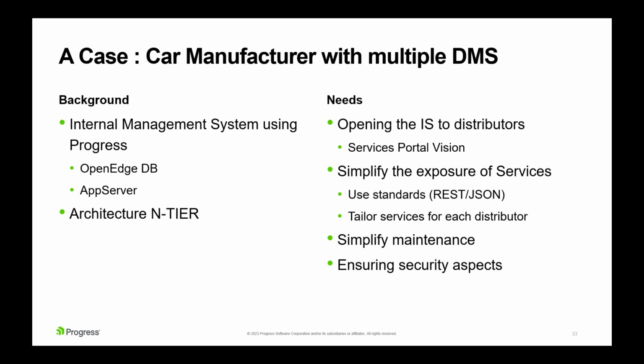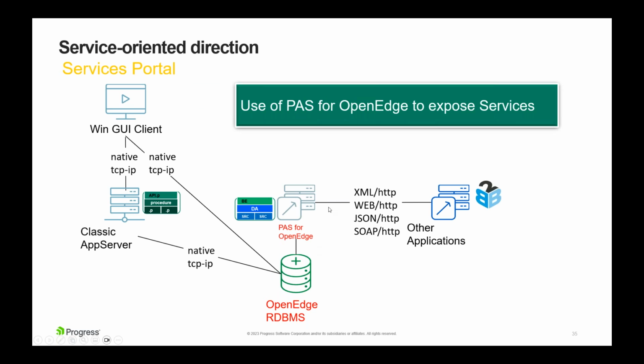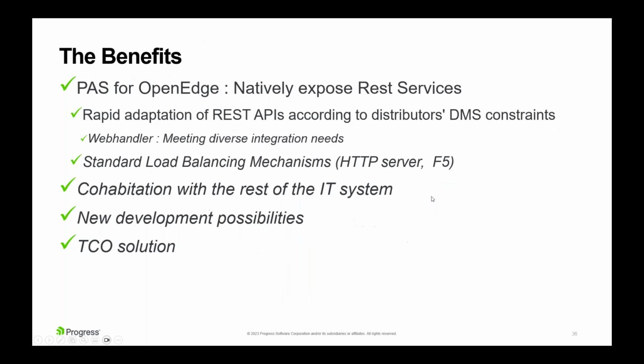So the way was to use the web handlers. The picture was this: internal systems with the desktop application, web application. And they managed to use PAS for OpenEdge with web handlers to manage any kind of different request coming from any kind of application, and to manage it in a central, unique way with the web handlers. So using simple REST mapping was not the best way. Using web handlers was more flexible, and they were able to expose it. And with some load balancing, they had F5 load balancing, they were able to do everything.